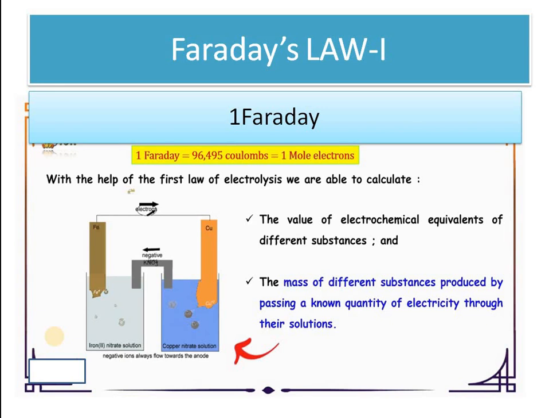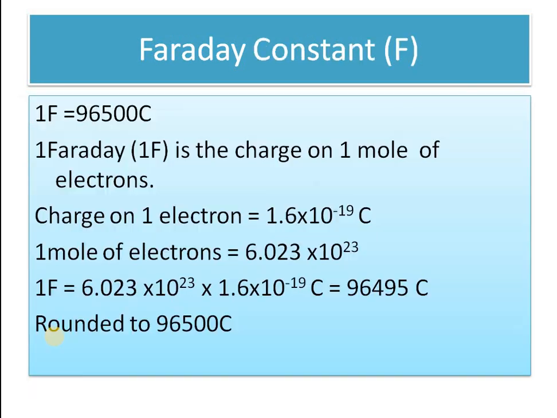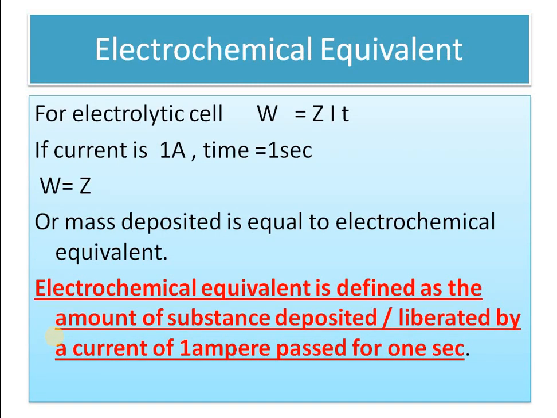So that we will come to know, how it is derived. So just see, 1 Faraday is equal to 96500 coulomb. How are we able to get it? 1 Faraday is the charge on 1 mole of electrons. Charge on 1 electron is 1.6 times 10 to the power minus 19, and 1 mole means 6.023 times 10 to the power 23. If you multiply, for 1 Faraday you will get 96495. To make calculations easy, we round it off to 96500 coulomb. That is 1 Faraday.